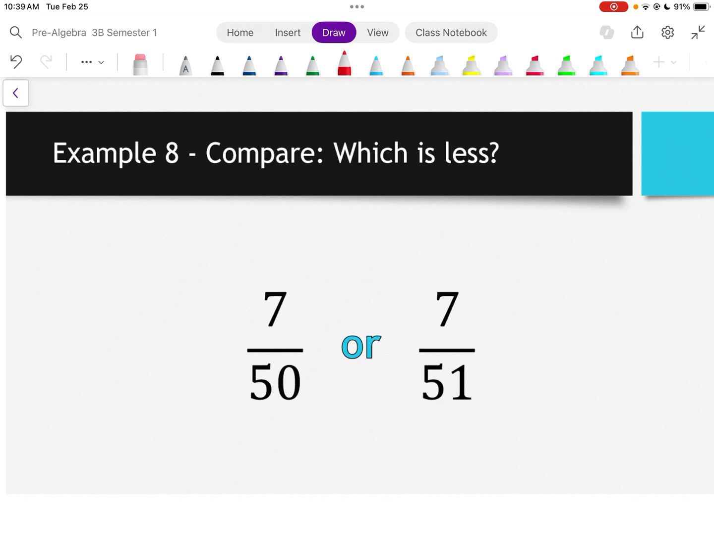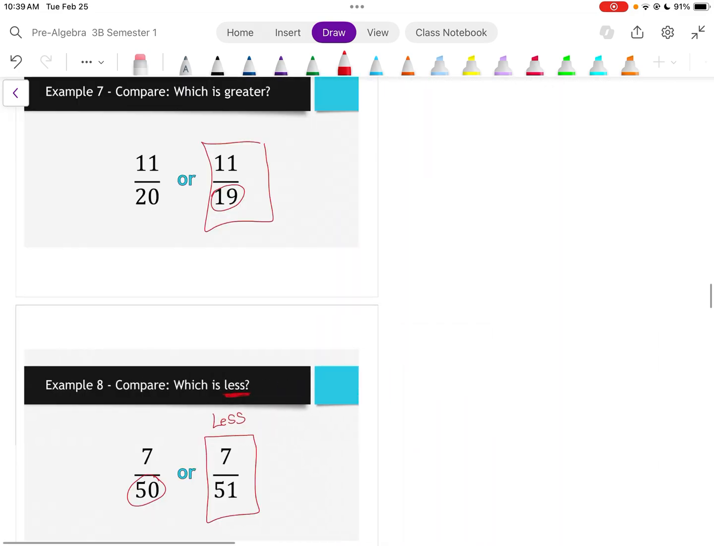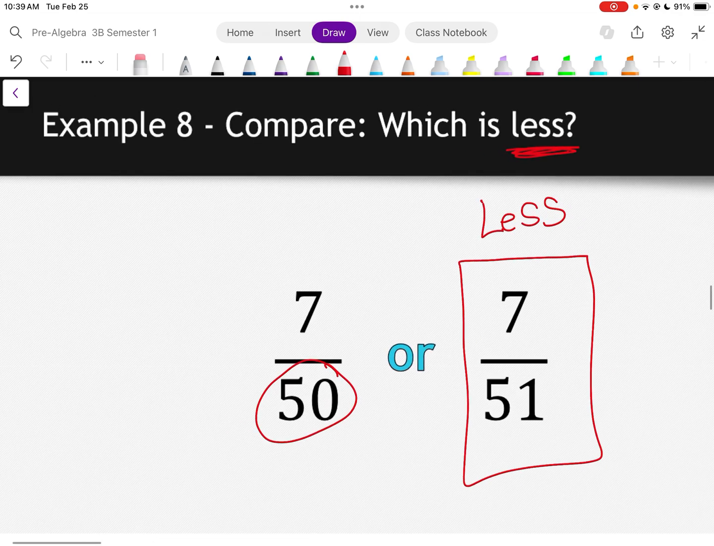Okay, another example, 7 over 50 or 7 over 51. So the one split into 50 parts, those parts are going to be bigger, making that one larger. So that means 7 over 51 is going to be the less, because this one's asking for which one is less. Let's go back and check the last one. Yep. So one thing that I almost forgot to do is make sure you read the directions.